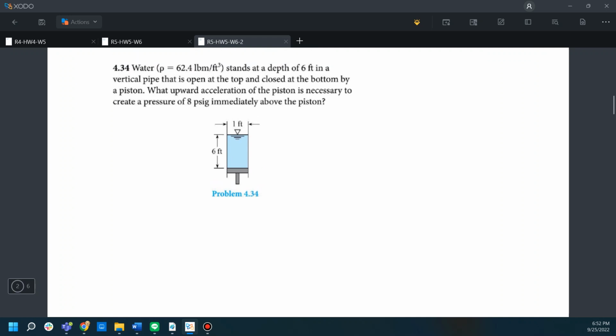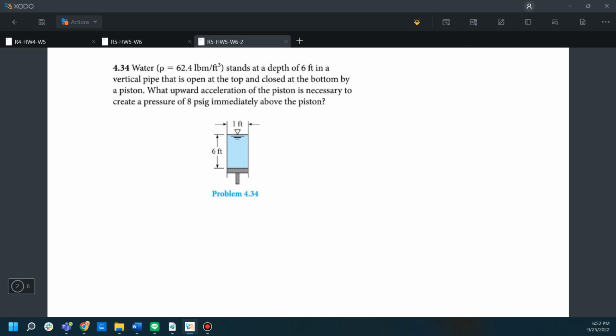The problem says the water stands at a depth of 6 feet in a vertical pipe that is open on the top and closed at the bottom by a piston. What upward acceleration of the piston is necessary to create a pressure of 8 psig immediately above the piston?